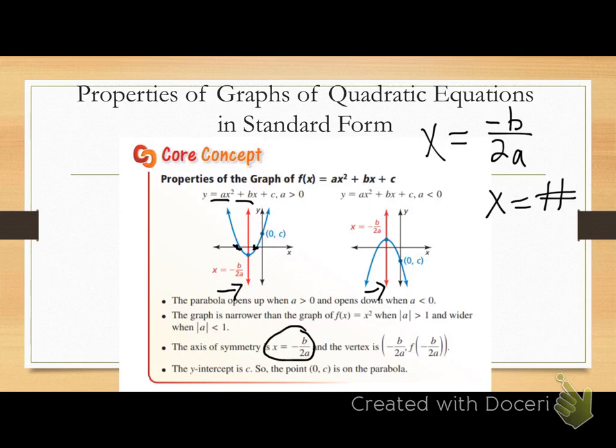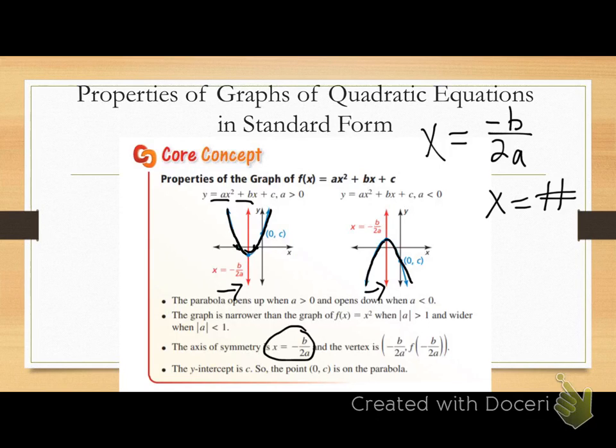So for this first one, it's going down, down, down, down, down. It hits the vertex and starts going up, up, up, up. Over here on the right, it's going up, up, up, up. Hits the vertex and it goes down, down, down, down. It's where it changes its direction. Does everyone see that?